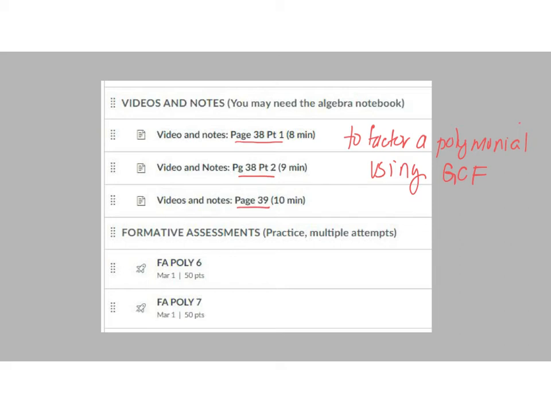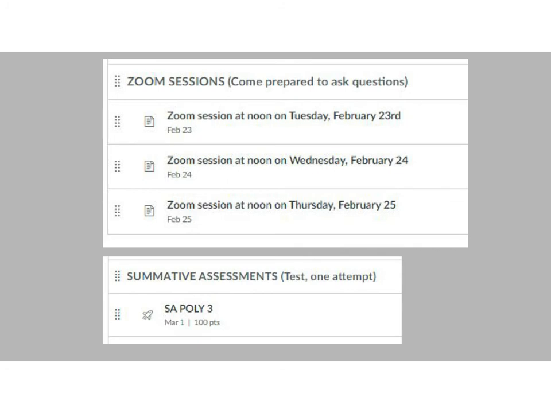Okay, there are two different formative assessments right here. Once again, both of those due March 1st at 9 a.m. That's next Monday. Remember that those are practice. Take them as many times as you want, okay? In fact, if you're having a problem with them, write down the problem or have it available on your screen and attend one of our Zoom sessions. Zoom sessions are at noon, and that's Tuesday, Wednesday, and Thursday this week.